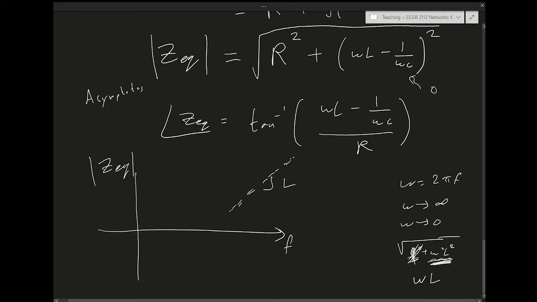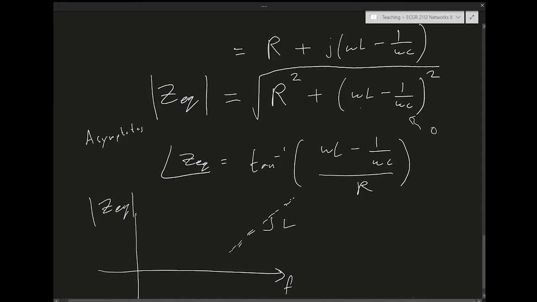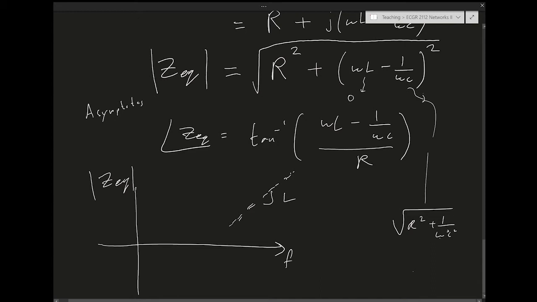What about low frequencies? Well, for low frequencies, this term approaches zero. It's the opposite. And this term is much larger. So we end up with R squared plus 1 over omega squared C squared, right? But then this term becomes much larger than R squared as omega goes closer to zero. So we end up with the square root of 1 over omega squared C squared, which is 1 over omega C. So we end up with an inverse function. So the asymptote is an inverse function. So those are asymptotes. Those are the approximations of this function for omega going to infinity and for omega approaching zero.